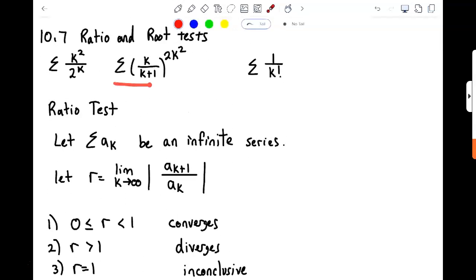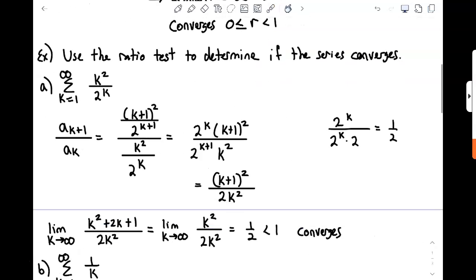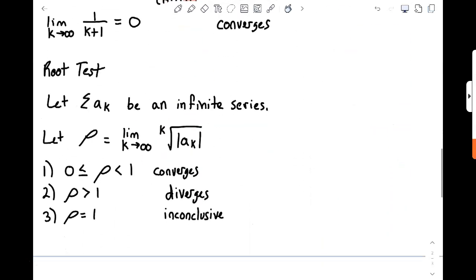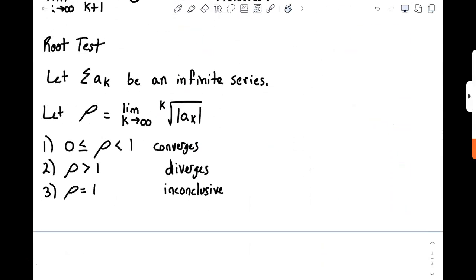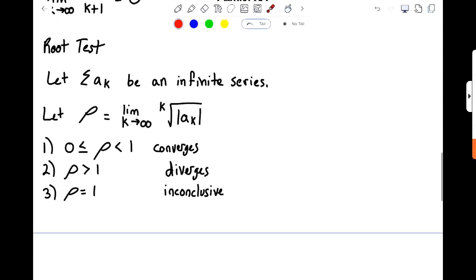We'll actually look at this one in an upcoming video, as well as some other examples where, again, the root test works pretty well. But the idea is we look at the limit of the kth roots of our sequence. If they're approaching anything between 0 and 1, including 0, it will converge. If it approaches anything that's bigger than 1, including infinity, of course, then we know it's going to diverge. And if it approaches 1, then the test is once again inconclusive.